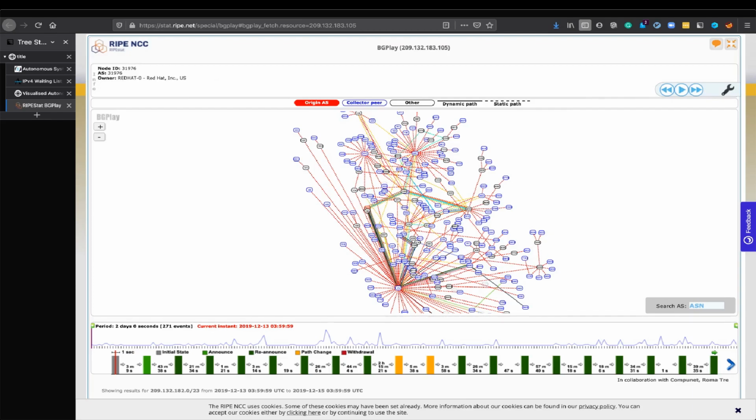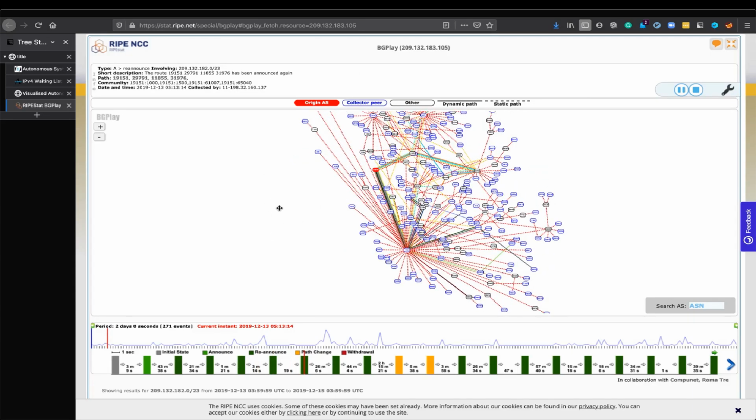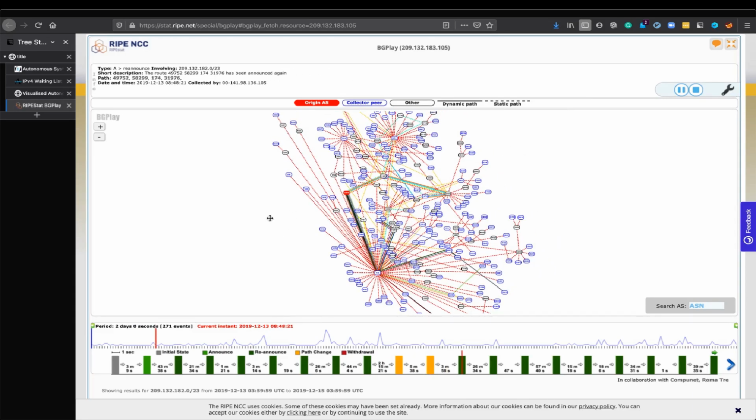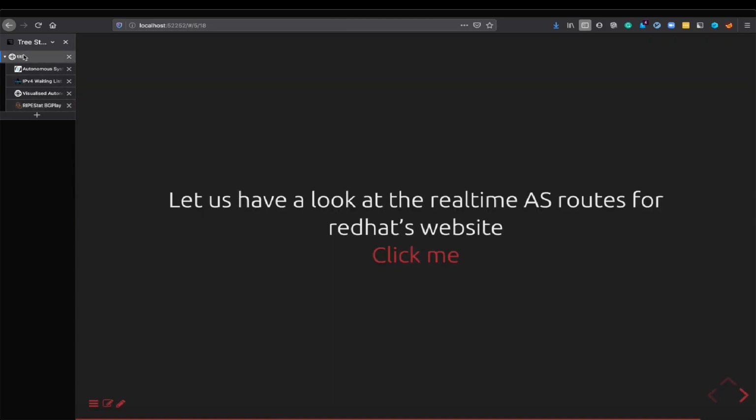One more thing we can see is we can just click on play here, and we can see a lot of dynamic routes and static paths being made to reach Red Hat's autonomous system. You can play around with this a little and see BGP announcements in real time. You can see the dynamic paths and static paths being made, and this is quite interesting to just sit and observe. So now we have seen a real-time autonomous route for Red Hat's website.